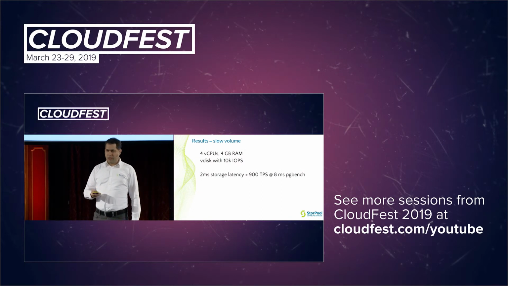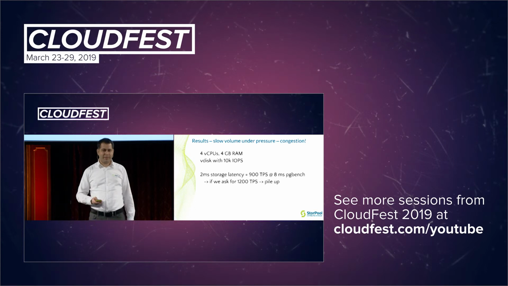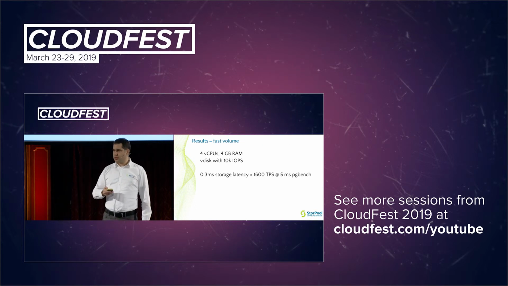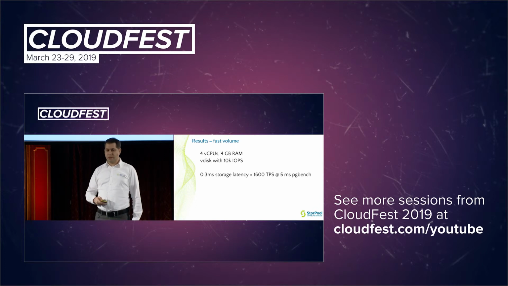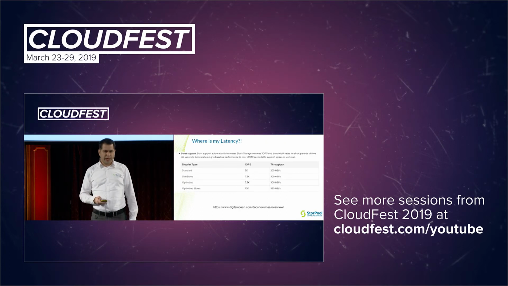So here we've summarized the results. The 2 millisecond storage volume gets about 900 transactions per second at 8 milliseconds. And if you ask it to do more, you just saturate the system and you kill your service, basically. The one that's about 10 times faster does twice the performance at much lower latency. And if you start loading it, it continues to operate. So back to where we started.